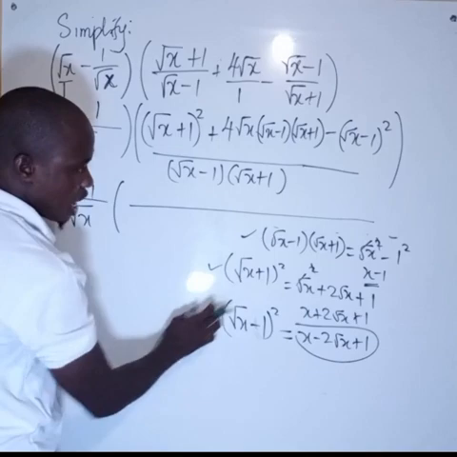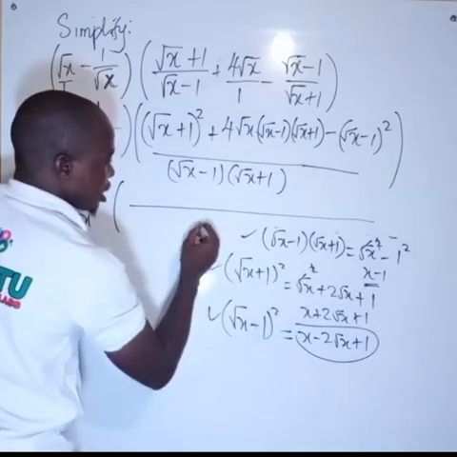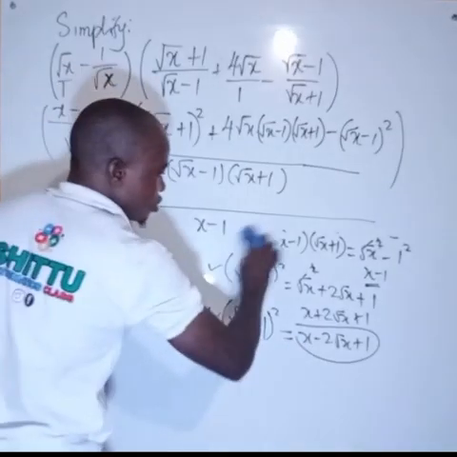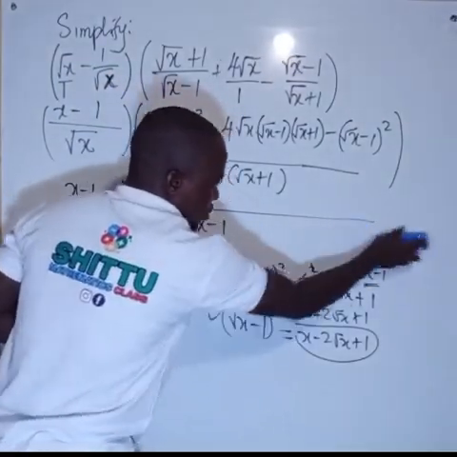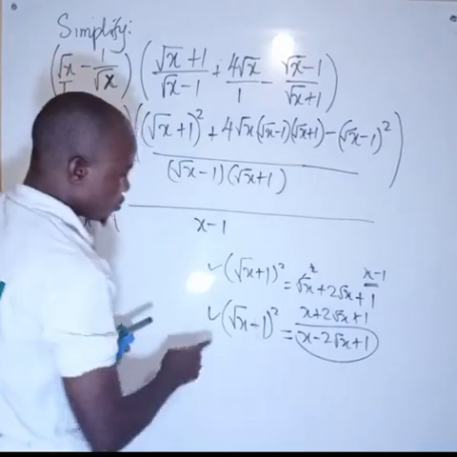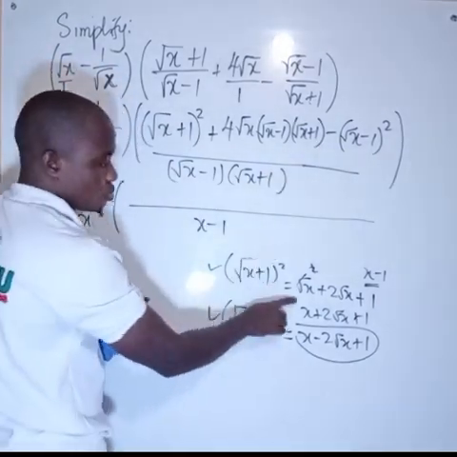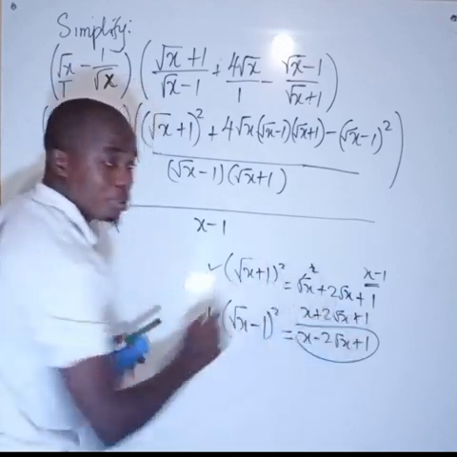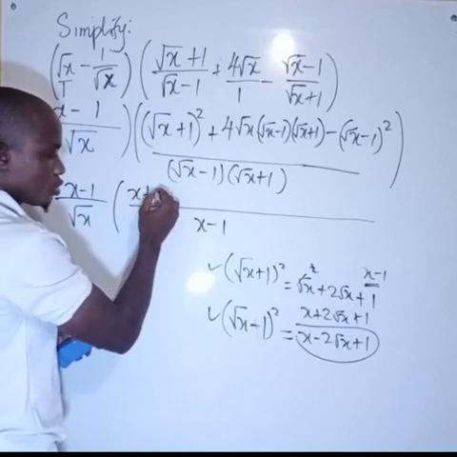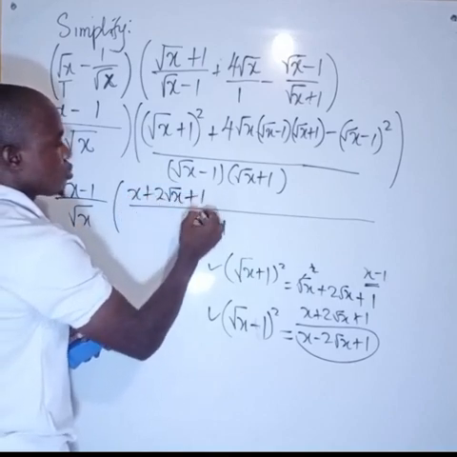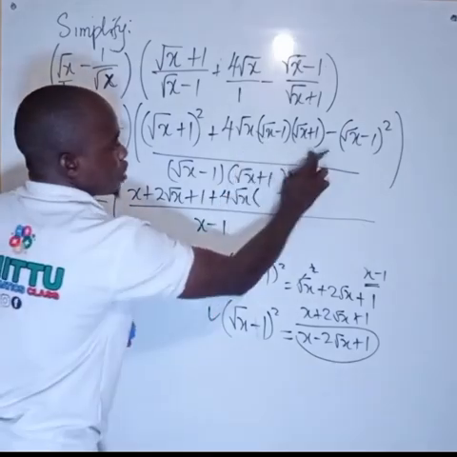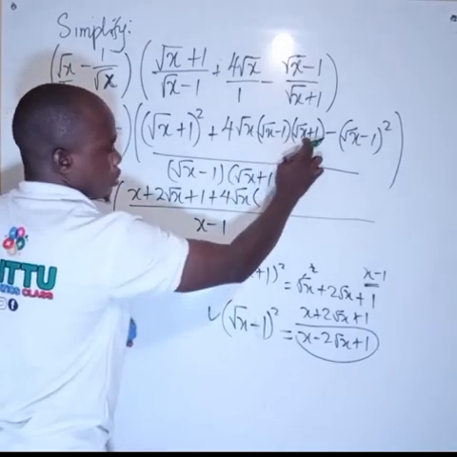We have it to be x minus 1 here, x minus 1. So now I'm going to clean this one here because of space, so that you do not get confused. We have x minus 1. Then for the one above, we have root x plus 1 squared to be x plus 2 root x plus 1. So everything here, we're going to have x plus 2 root x plus 1 plus 4 root x into bracket. We have root x minus 1 root x plus 1.